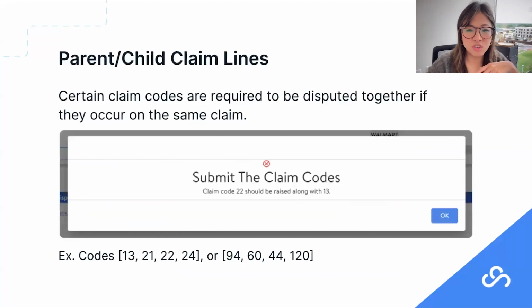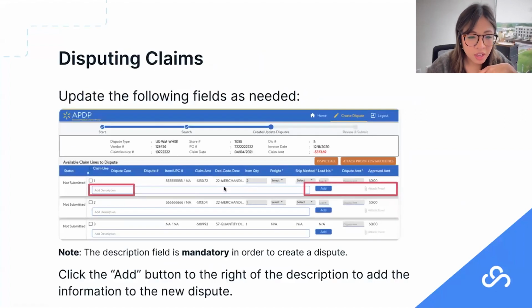And essentially what you want to do from there is fill out any of the blank fields that you see. The nice thing about APDP is you can also do partial disputes if you want to. So let's say they're hitting you with a 2-item quantity deduction, but maybe you only shorted 1, you can update that to 1.